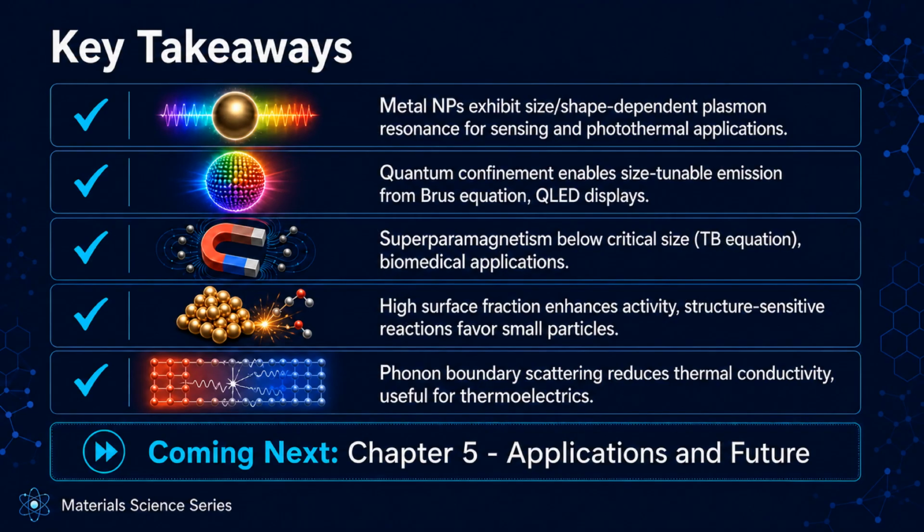Metal nanoparticles exhibit localized surface plasmon resonance, where collective electron oscillation creates strong, size-dependent light absorption. Gold nanoparticles change from pink to red to purple as size increases. This enables plasmonic sensing and photothermal therapy.